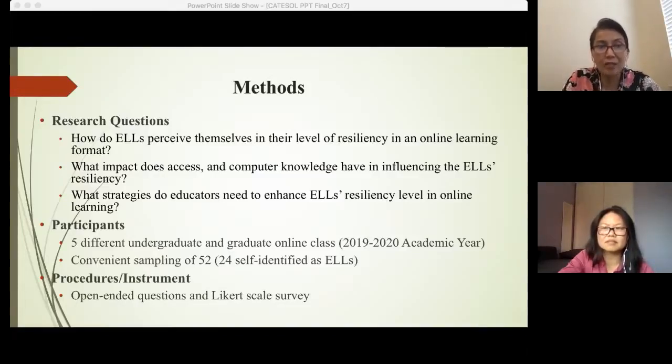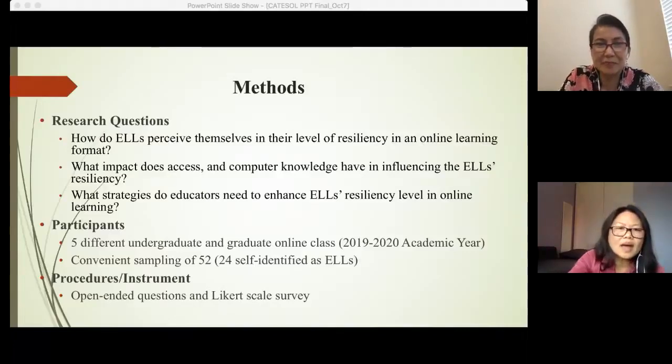And based on convenience sampling, we surveyed university students who are engaged in online learning from 5 different undergraduate and graduate classes. And the data we collected were then disaggregated, analyzed, and compiled to develop several key themes.